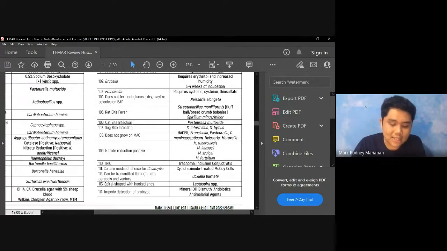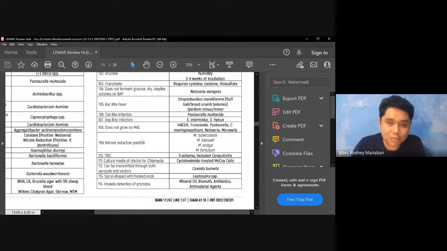One of the organisms that do not grow on MAC, you have the HACEK organisms, the Pasteurella, the Francisella, the Chryseobacterium meningosepticum, Neisseria, and also Moraxella. So HACEK, Francisella, Pasteurella, Chryseobacterium meningosepticum, Neisseria, and Moraxella. They do not grow on MacConkey agar.